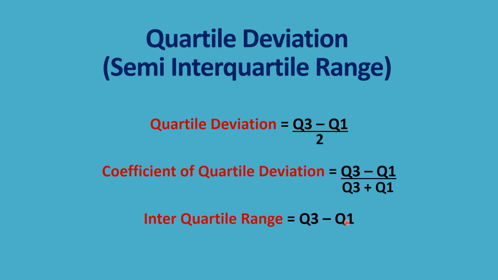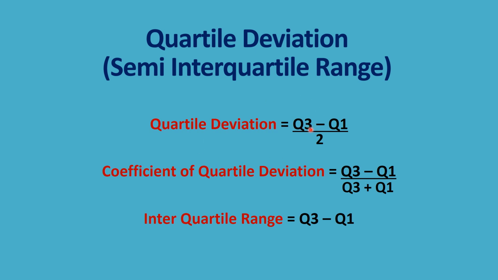The quartile deviation gives the average amount by which two quartiles differ from median. And the coefficient of quartile deviation is Q3 minus Q1 by Q3 plus Q1. The quartile deviation is Q3 minus Q1 by 2.